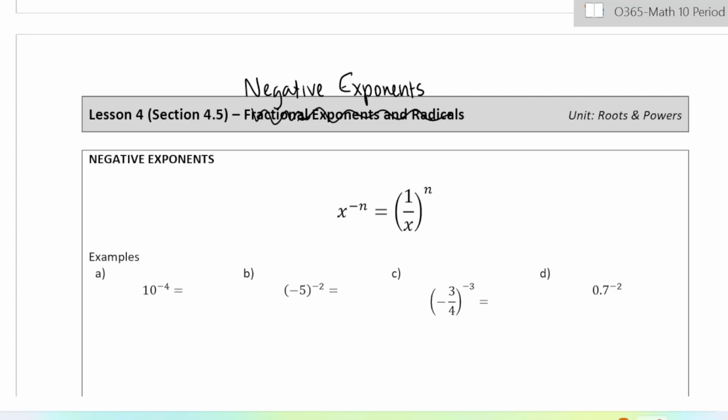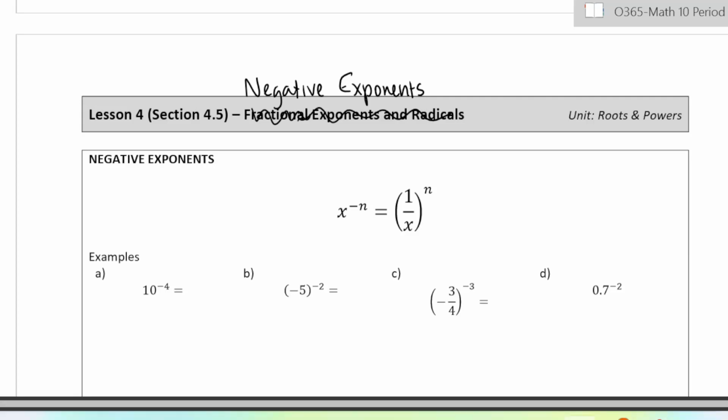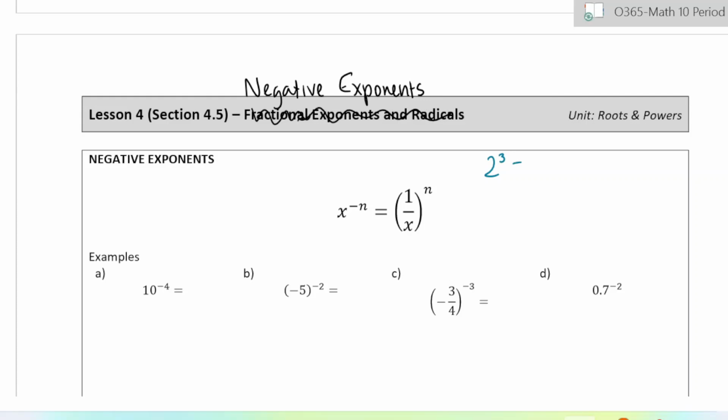The concept of negative exponents is really simple actually. There's just one rule. All a negative exponent means is you're going to do the opposite of what you would do if you had a positive exponent. So let's just look at an example. Let's say we had the number 2 to the power of 3. What 2 to the power of 3 means is you would multiply 3 2's together, right? And you would get 8, right? So the number 3 just means multiply 3 2's.